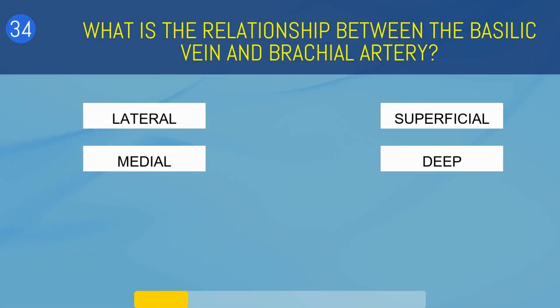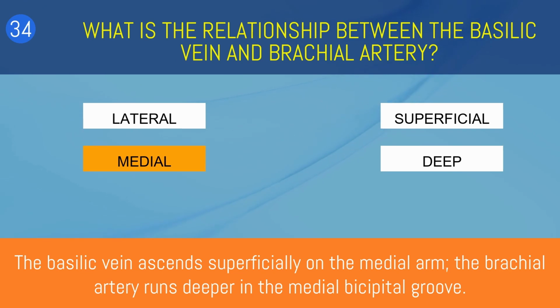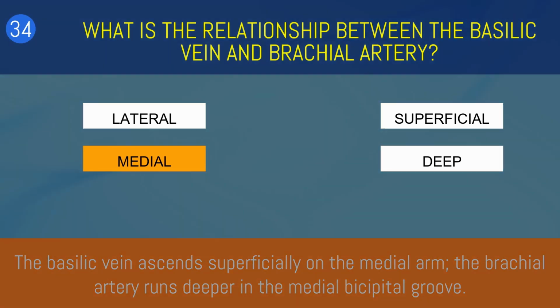What is the relationship between the basilic vein and brachial artery? Lateral, medial, superficial, or deep? Medial. The basilic vein ascends superficially on the medial arm. The brachial artery runs deeper in the medial bicipital groove.